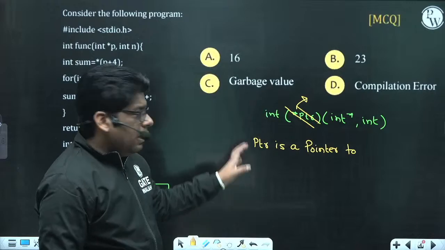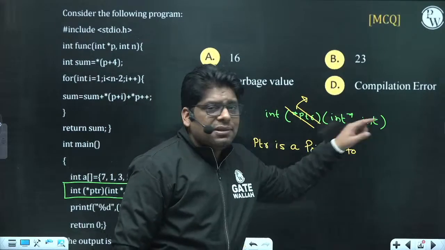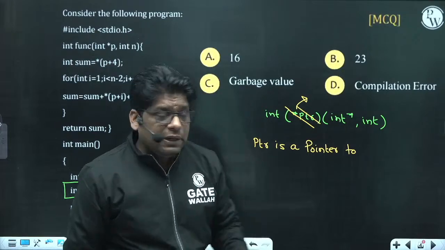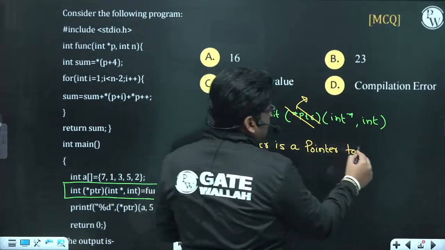Now, coming to the remaining portion, there are parentheses. Parentheses in declaration represent function. That means we are saying PTR is a pointer to function.